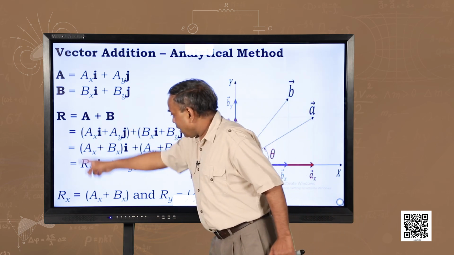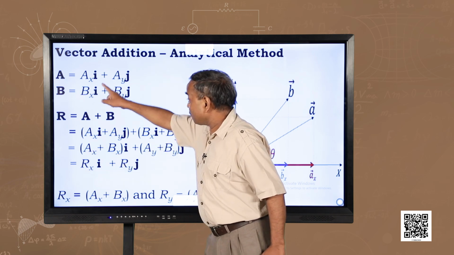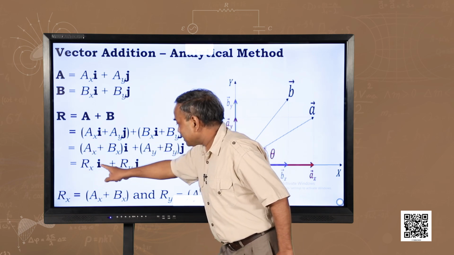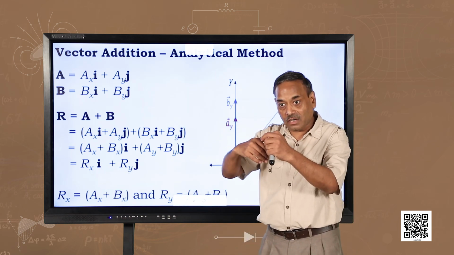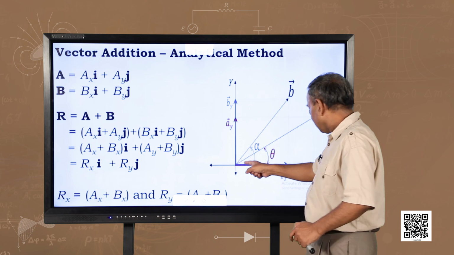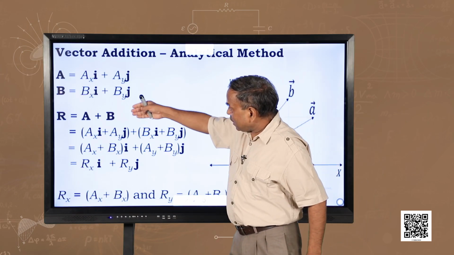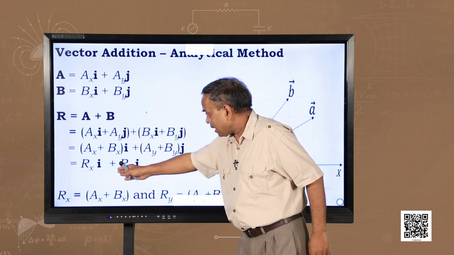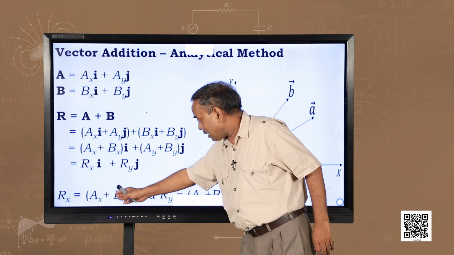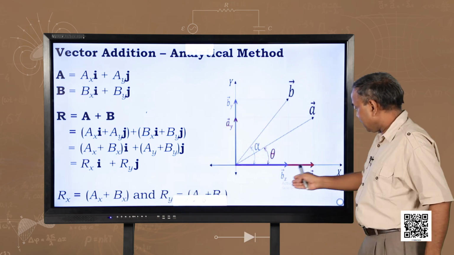So, the total R, this I can write as the resultant of A plus B, with components R x i plus R y j, where R x is the component of the resultant vector R along the x axis and R y is the component of R along the y axis. So, now the addition of the two vectors A and B, R is equal to A plus B, can be rewritten as R x i plus R y j, where R x and R y are these, and you can very easily comprehend this through the diagram here.